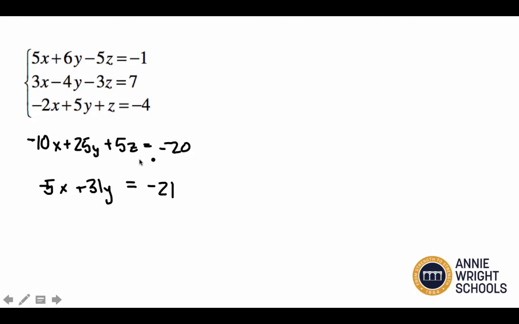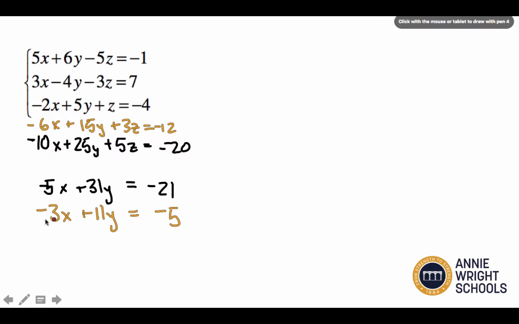Don't love that, but that's okay. Next one, I'm going to multiply this by 3. That's going to give me negative 6x plus 15y plus 3z, and that's going to equal negative 12. I'm now going to combine that with the second equation. That's going to give me negative 3x, plus 11y, and negative 5. It's not pretty, but that's okay. I'm not afraid. I can use my math skills.